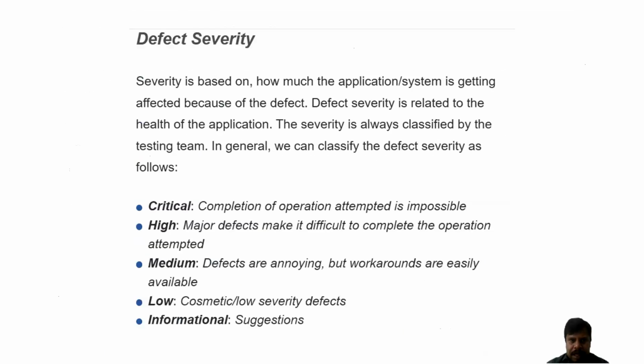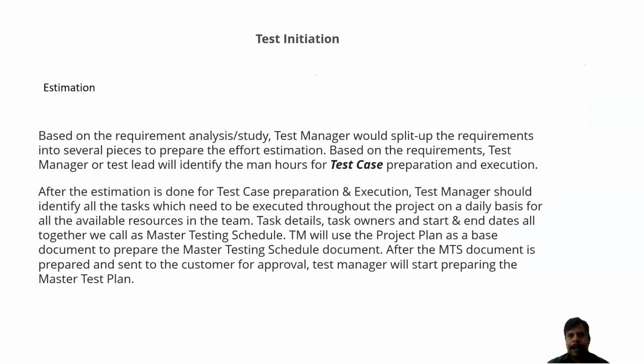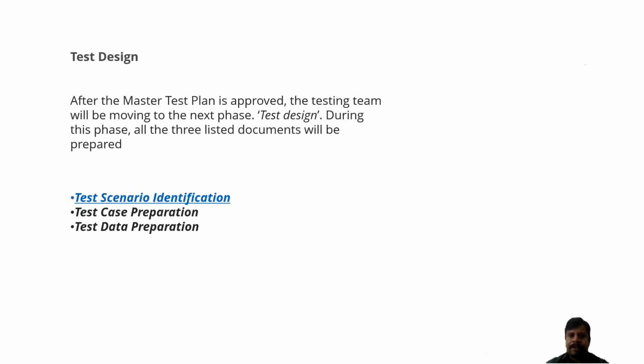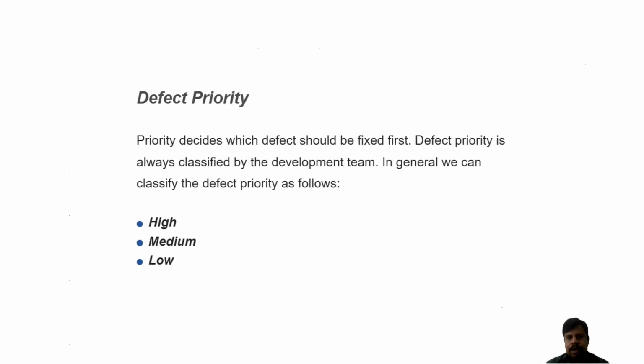So, these are the various phases involved in the software test life cycle. Okay, so what are the steps? First is review requirement or requirement study. Second one is test initialization. Third one is test design. Fourth one is test execution. Fifth one is defect management. And the last one is test closure. So if you remember these steps, you can simply explain the points which are involved in various phases.